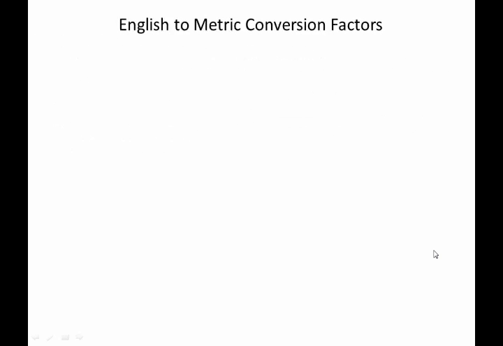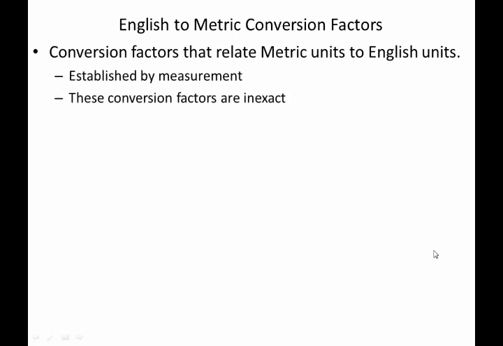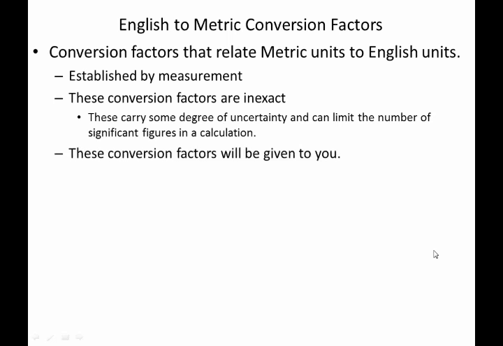Okay, English to metric conversion factors. These relate English units to metric units, and I'm not going to expect you to memorize any of them. They are established by measurement, because the two systems of measurement were determined separately, and then we had to just measure how they work together. These conversion factors are inexact. They carry some degree of uncertainty, and they limit how many significant figures we have. These conversion factors will always be given to you.